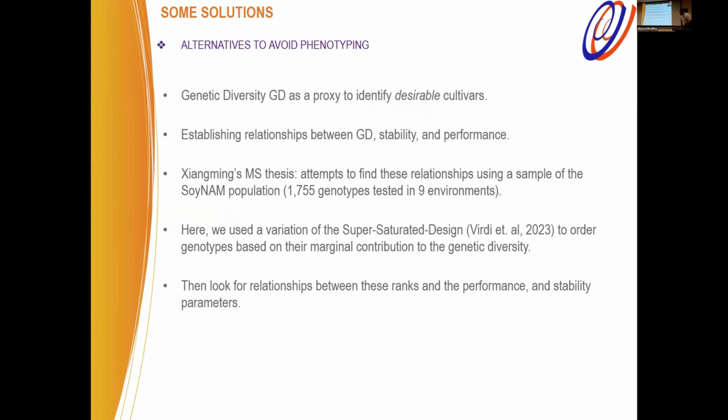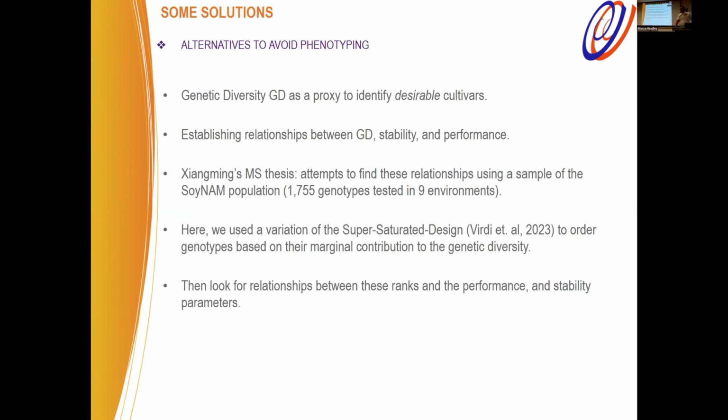And finally, I'm going to talk about the use of genetic diversity as a proxy to select outperforming genotypes. We know with genomic selection, many times we are trying to use a training set that we observe in the fields to predict the performance of genotypes that we haven't observed, but still we need some tangible information that is observed in the fields.